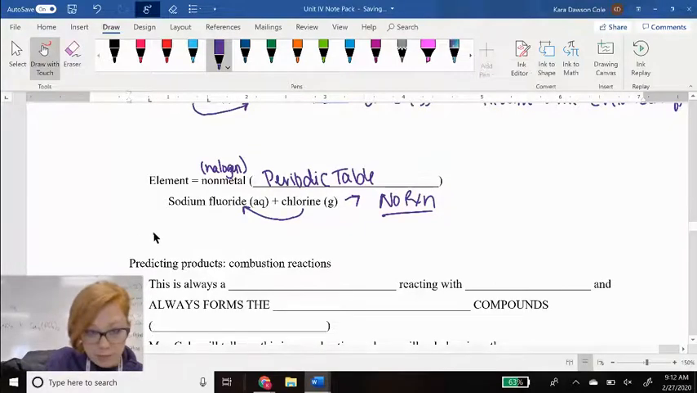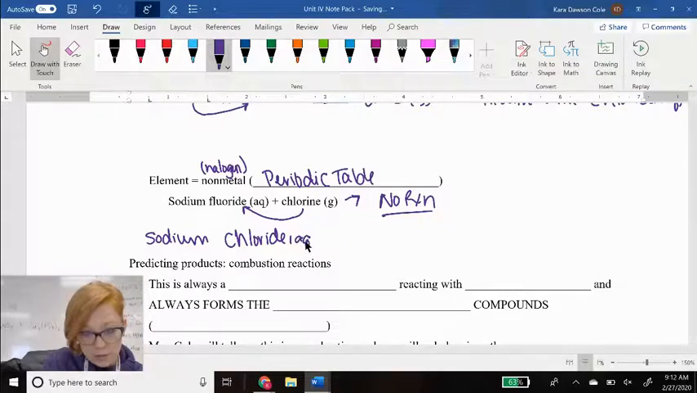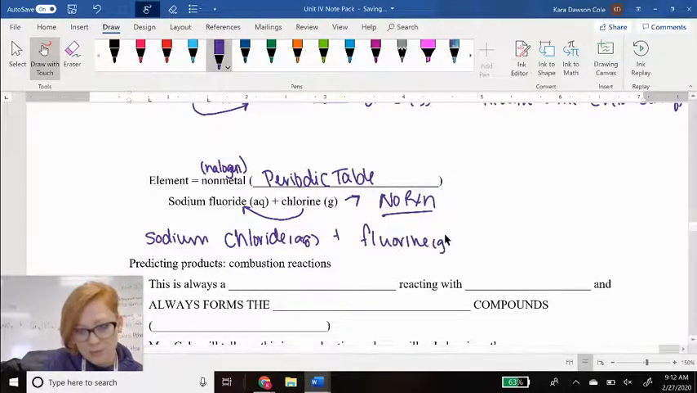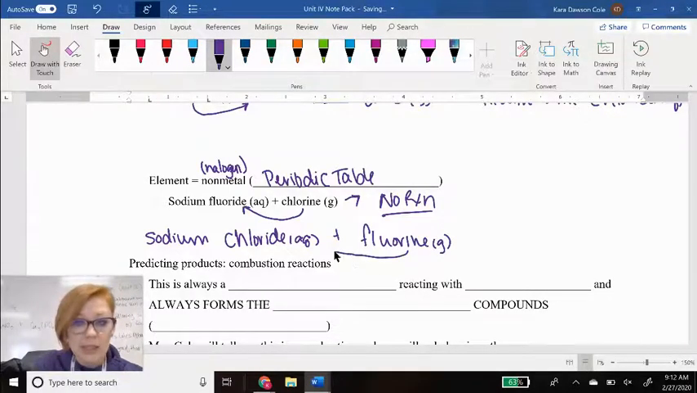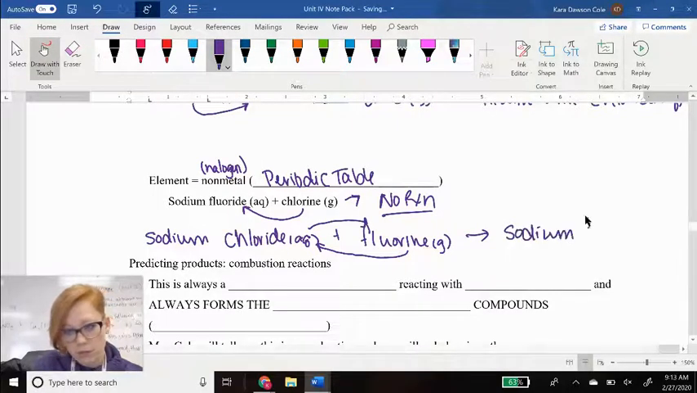I've got sodium chloride, aqueous, plus fluorine. Well, then fluorine is definitely going to replace chlorine in that reaction, right? So I'm going to have sodium fluoride, aqueous, plus chlorine as a gas.